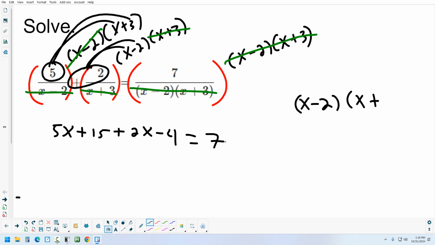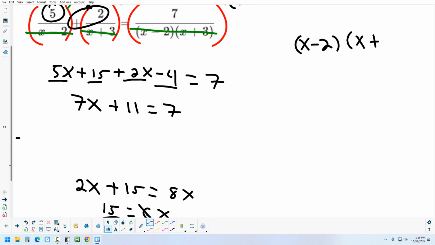Okay. Is this one a quadratic? What do you think? Is that a quadratic equation? No. It doesn't have an exponent of 2. This is just a linear equation that you'd see in Algebra 1. Now we got to get x by itself. What should we do on the left side? When you combine like terms, what's 5x plus 2x? 7x. What's 15 minus 4? 11.